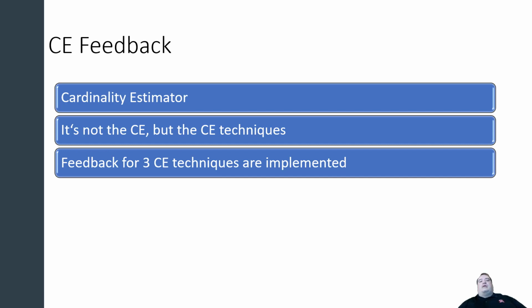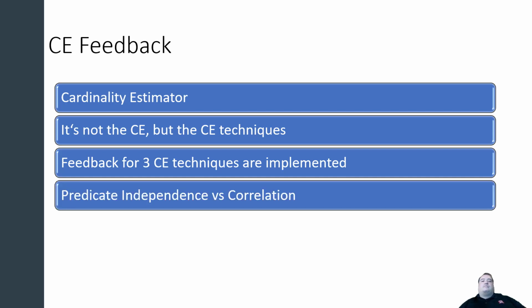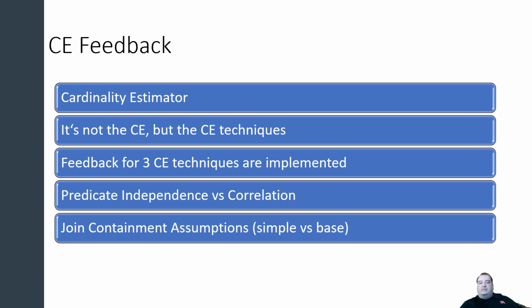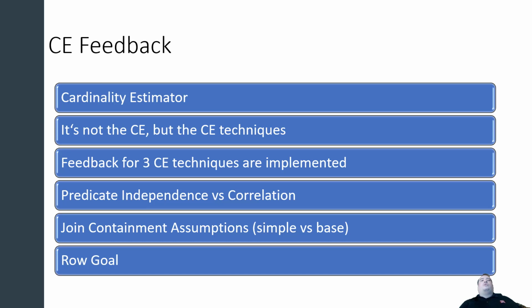At the moment, feedback for 3 different CE techniques is implemented. These techniques are the predicate independence versus correlation of the predicate, joint containment assumptions, a choice between simple or base, or row goal. Each one of these could take a lot of time to talk about. I will try to summarize a bit of these decisions that the cardinality estimator takes.